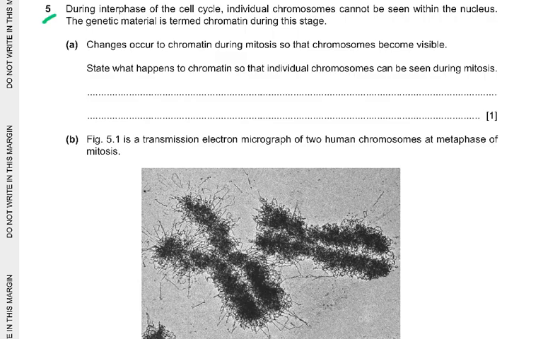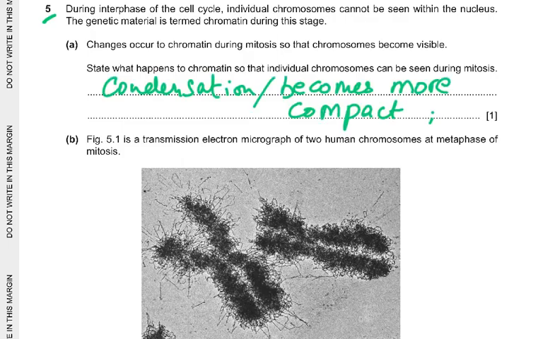So what is going to happen is condensation, or you can say becomes more compact. You can even say coiling or supercoiling. I like the word becomes shorter and fatter. So all these words you could have used for explaining why now they're visible and previously why they were not visible. So condensation, becomes more compact.